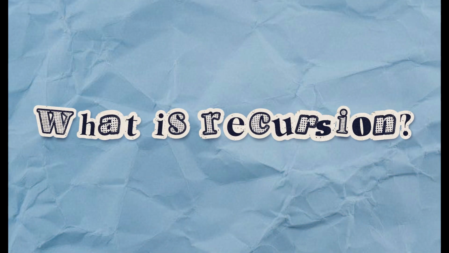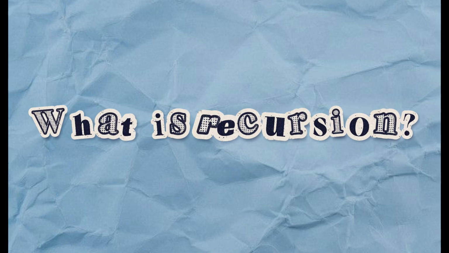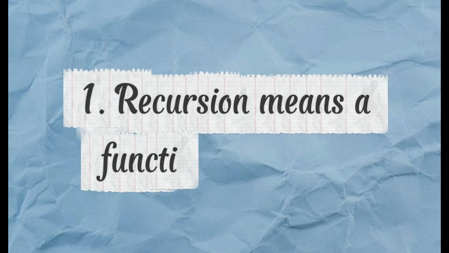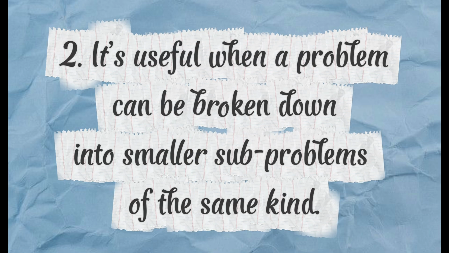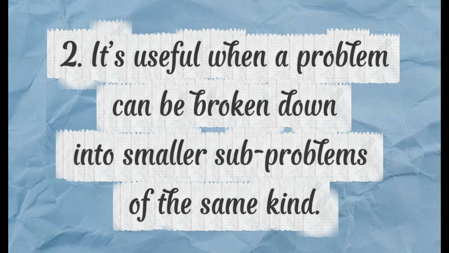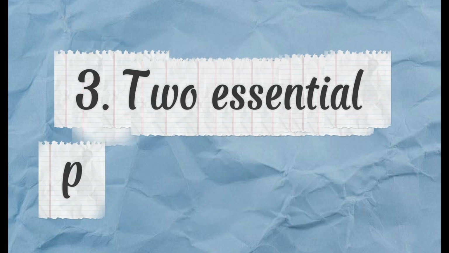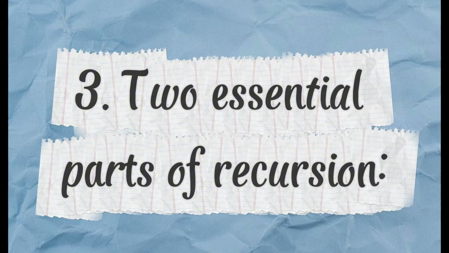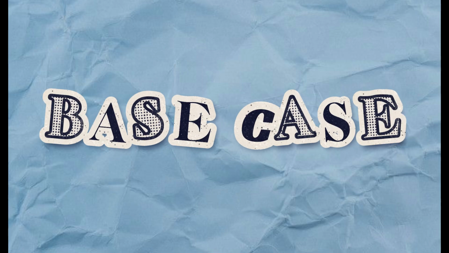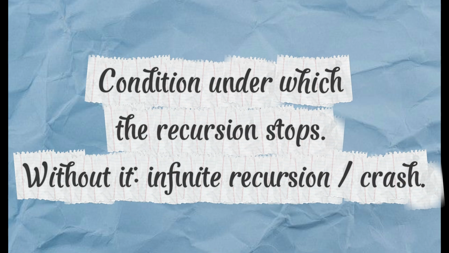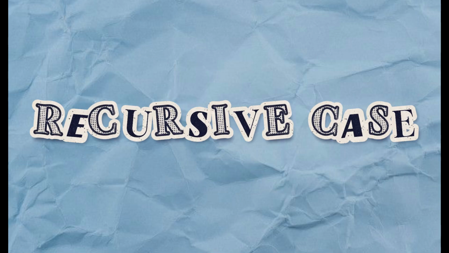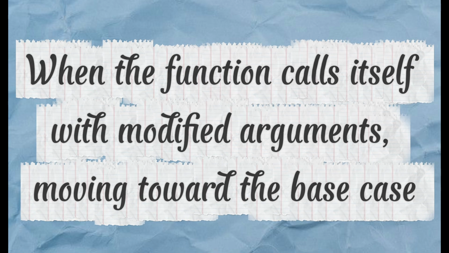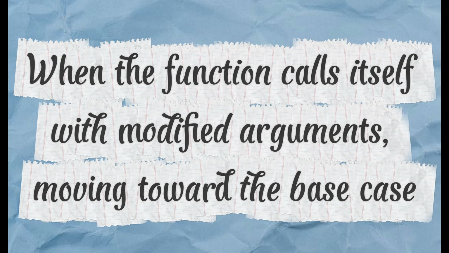Before we proceed to the tutorial, first, what is recursion? First, recursion means a function calls itself. Second, it's useful when a problem can be broken down into smaller sub-problems of the same kind. Third, two essential parts of recursion. First, the base case, the condition under which the recursion stops. Without it, infinite recursion crashes. Second, the recursive case, where the function calls itself with modified arguments moving toward the base case.